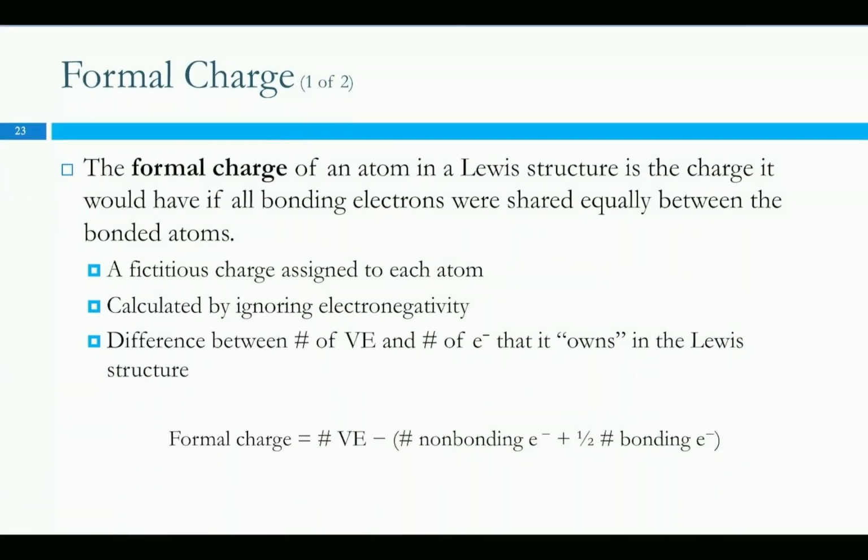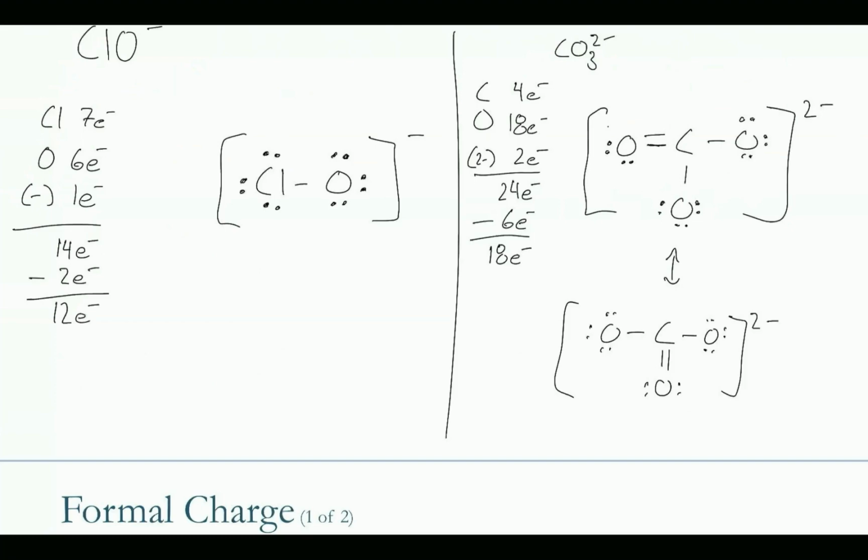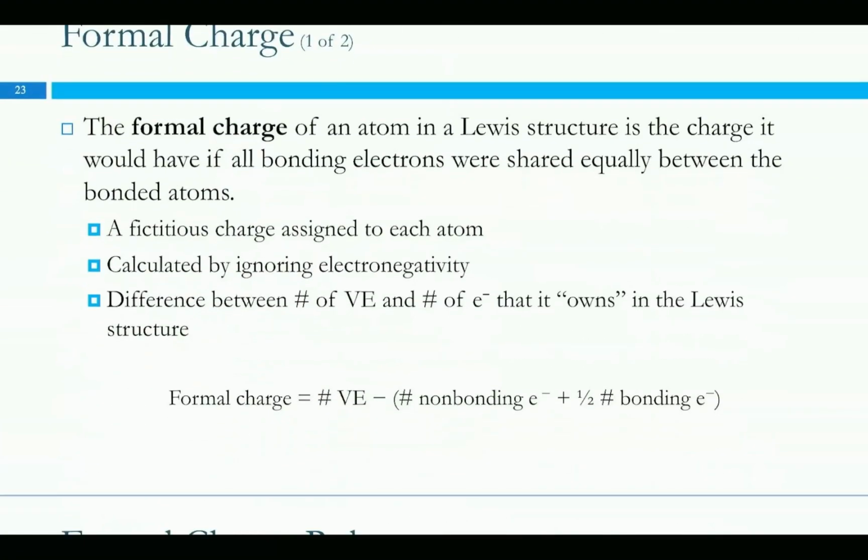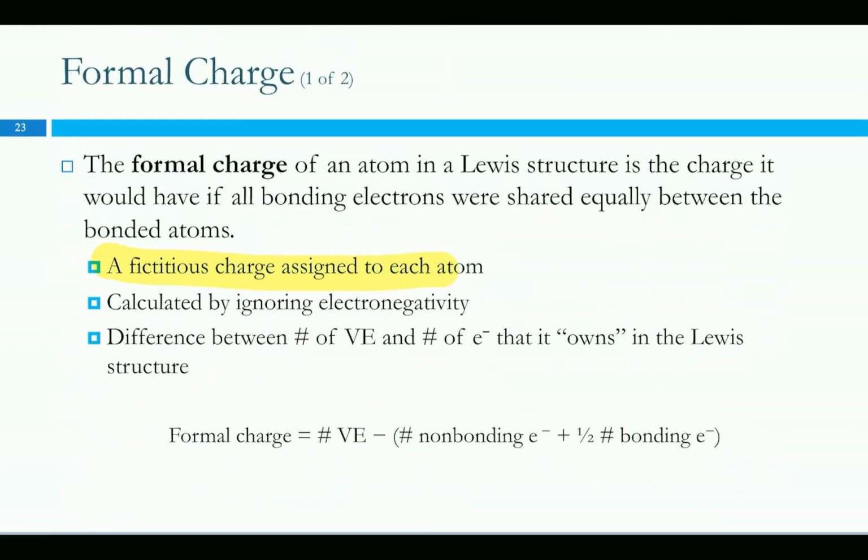Formal charges are calculated for every atom inside of a Lewis structure, in this case, the carbon and each of the oxygens separately. These are made up. We calculate them, we ignore electronegativity, we ignore the fact that we're partially sharing electrons and how much those are partially shared. But it does give us some explanatory power over why we have certain charges. We calculate it quickly as the difference between the number of valence electrons and the number of electrons in the structure.